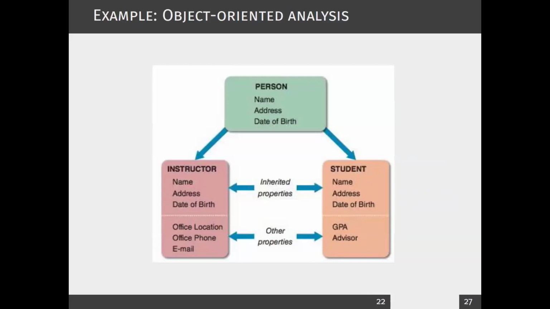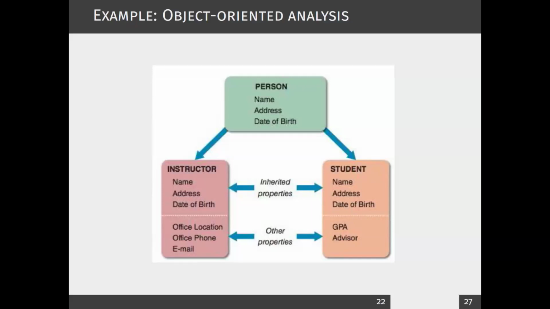So this is another graph which we are going to learn how to draw, which shows you different objects. For the time being, let me explain briefly. Let's say we have a person, and we are going to keep track of the person's name, address, and date of birth. And then we are going to have two subclasses, which means we create instructor and student, but we know that both of them are persons. So that's why I said it's a subclass.